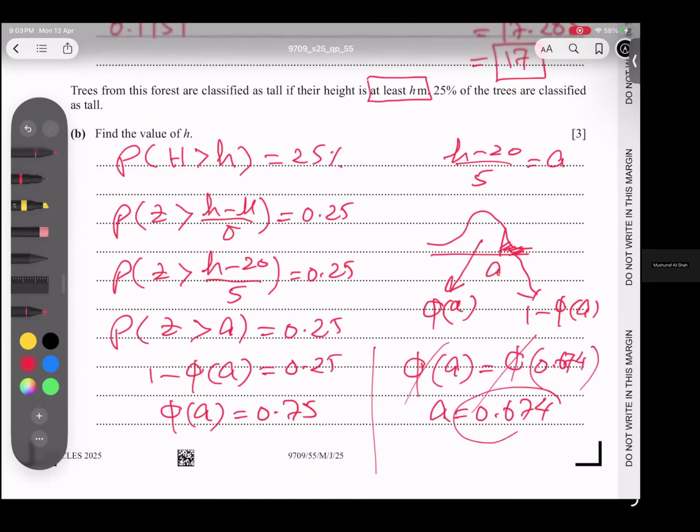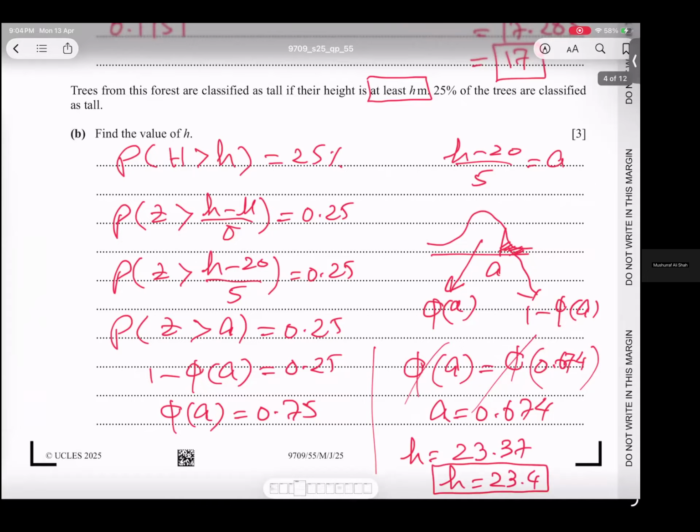When I put it this way, we multiply by 5 and add 20. So let's do it: 0.674 times 5 plus 20, and the answer turns out to be 23.37. After rounding, I got 23.4. I hope the concept of the question is completely clear.